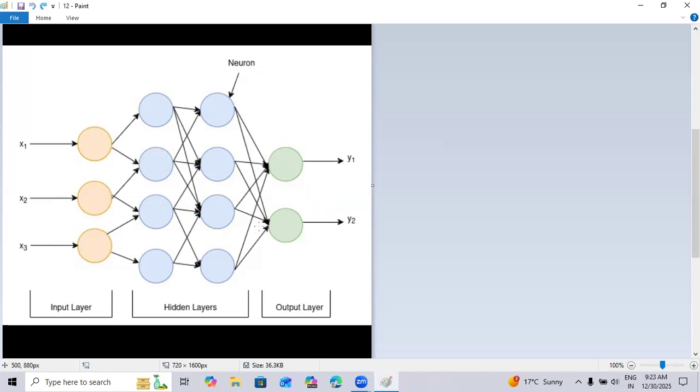Now when we connect many neurons together, we get the neural network. A number of neurons connected in a single network is called a neural network. The first is the input layer, the second is the hidden layer, and the third is the output layer.